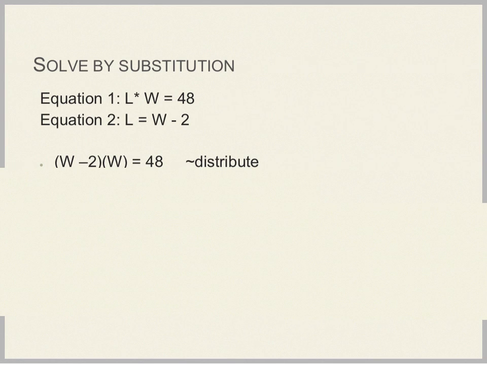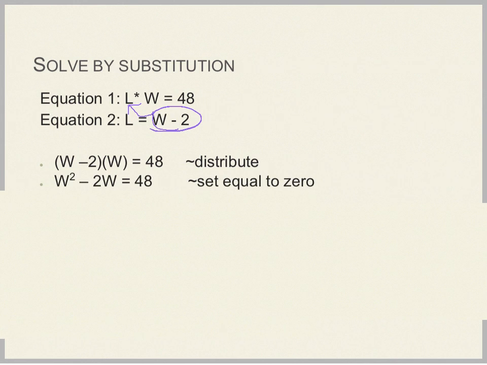We are now going to take our two equations and use substitution to solve. So we know that length times width equals 48 and length equals width minus 2. That will get substituted into our equation for length, giving us the new equation of W minus 2 times W equals 48. To solve this using our understanding of solving by factoring, we need to distribute W. Now we have W squared minus 2W equals 48.